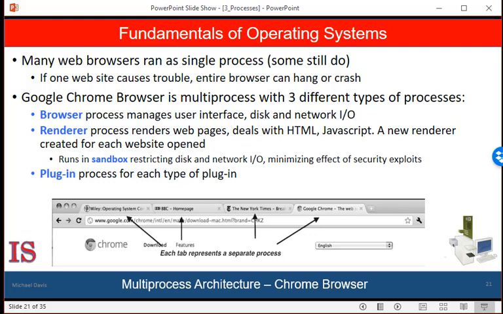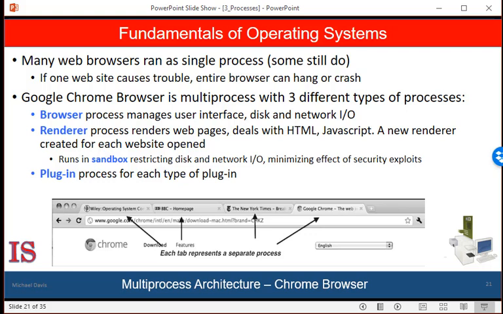The advantage of the multi-process approach is that websites run in isolation from one another. If one website crashes, only its renderer process is affected. All other processes remain unharmed. Furthermore, renderer processes run in a sandbox, which means that the access to the disk and network I/O is restricted, minimizing the effect of any security exploits.